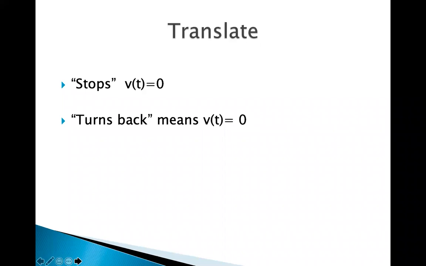Let's see, how do we translate different things? If a car stops, that means the final velocity is 0. If it says a car or a lacrosse ball or an object, a piece of rock, turns back, that means the velocity was along one direction and suddenly becomes along another direction. That's a change of sign. When the sign is changed, the value at that moment is 0. So when it turns back, that means velocity is 0.